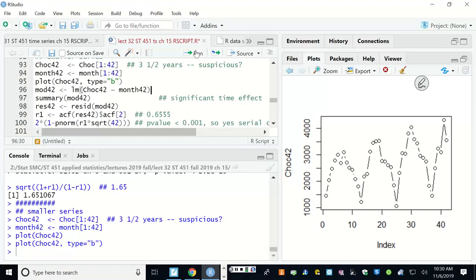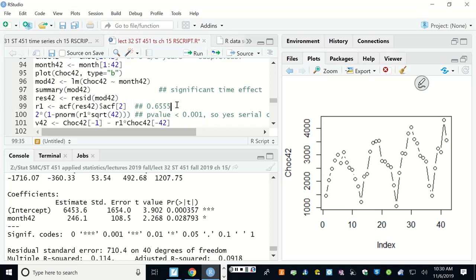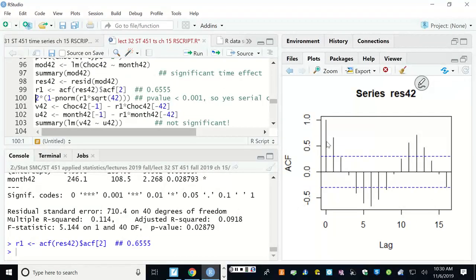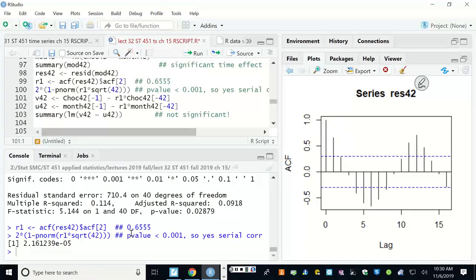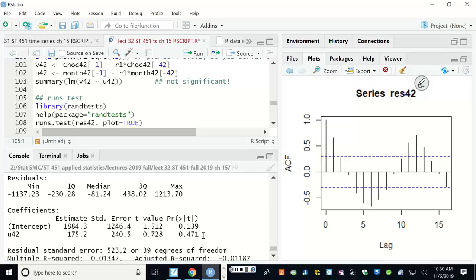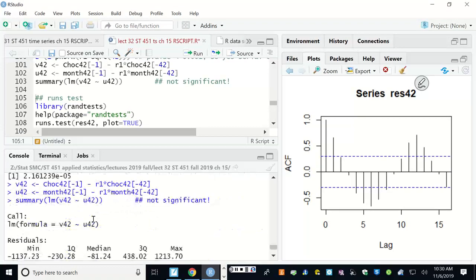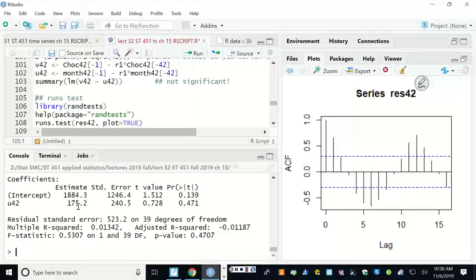So if we fit that model with month, there's a significant time effect here. The autocorrelation value, though, is very high on the residuals. Right? So if you do the significance test there, yeah, there's an autocorrelation structure. So let's filter, and now let's run this. Oh, now it says there's not a significant time effect because the standard errors have been inflated. So the estimate, the slope was supposed to be 1.75.